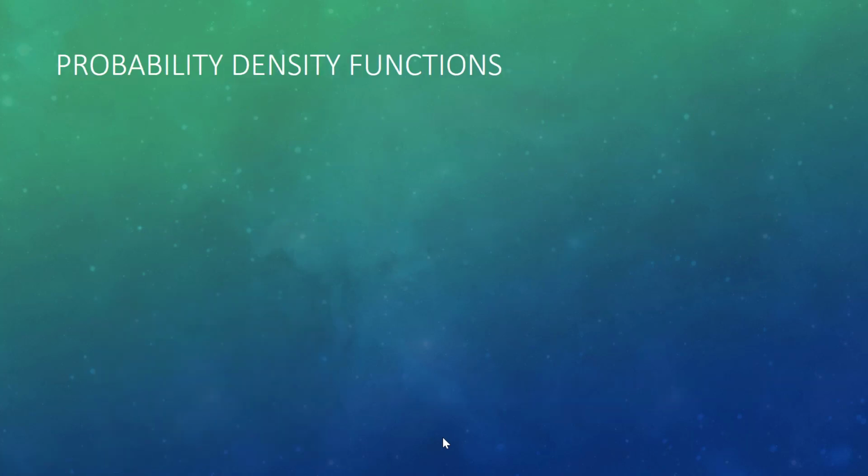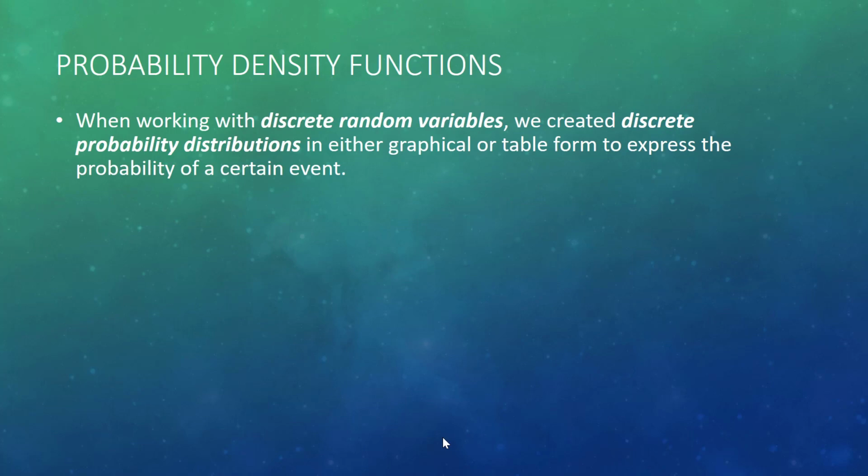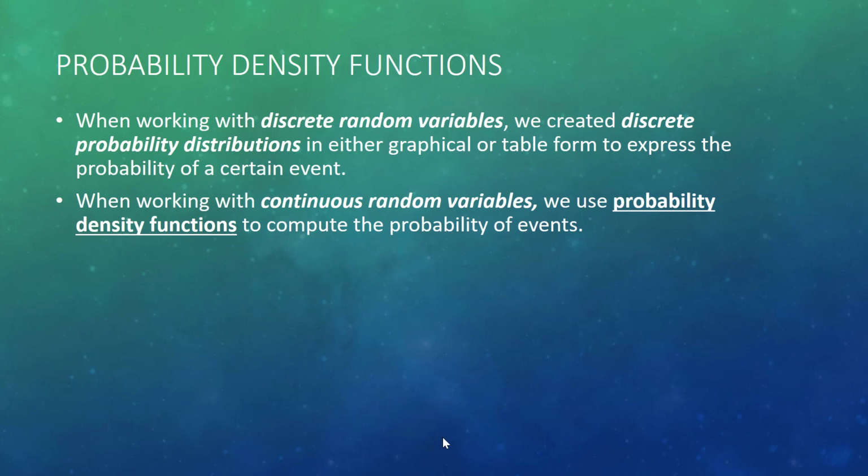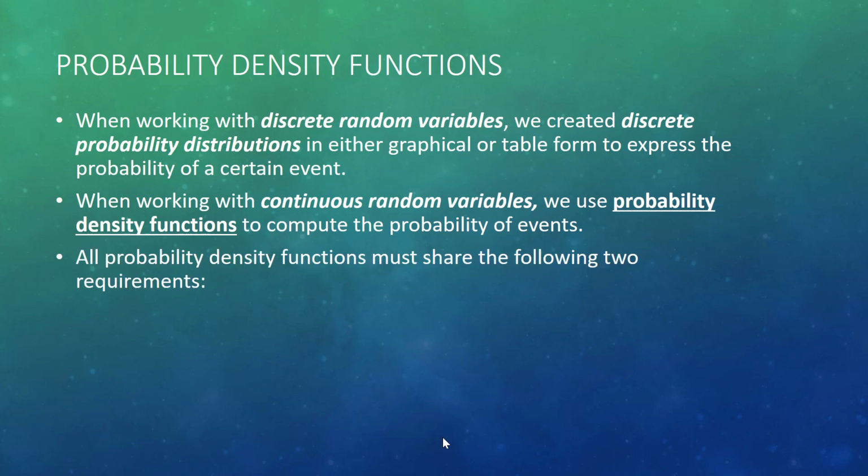Probability density functions. When working with discrete random variables, we create discrete probability distributions in either graphical or table form to express the probability of a certain event. When working with continuous random variables, we use probability density functions to compute the probability of events.